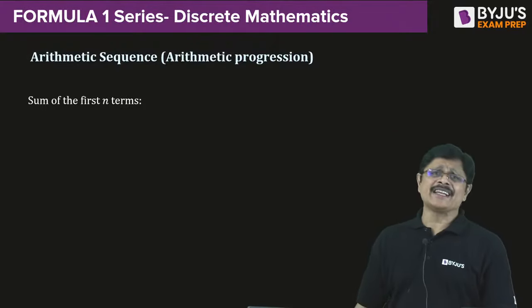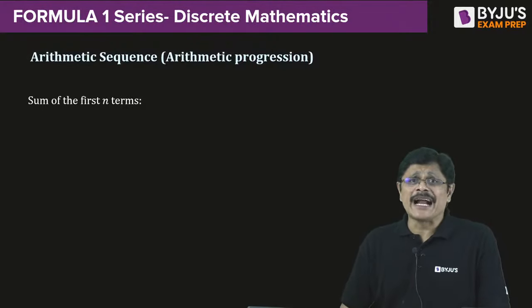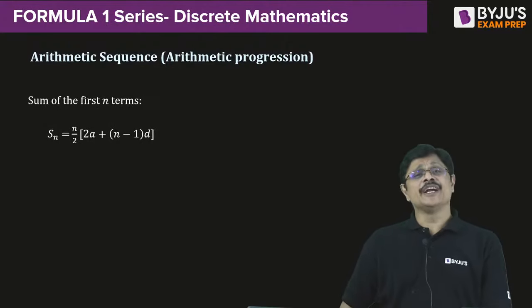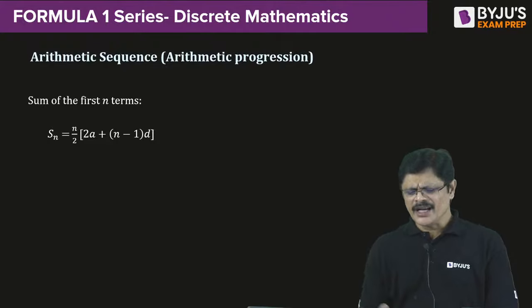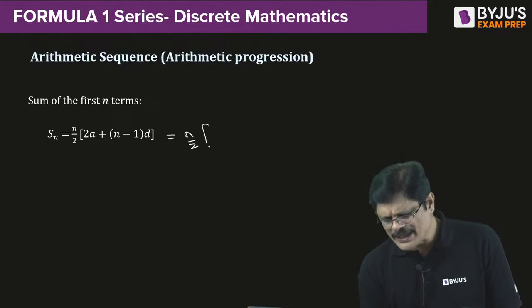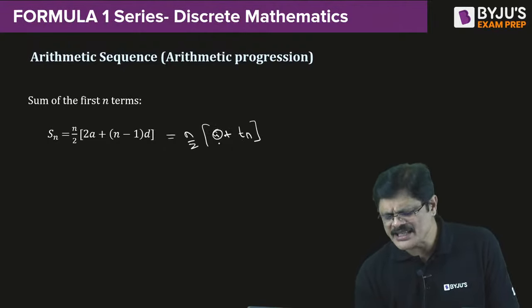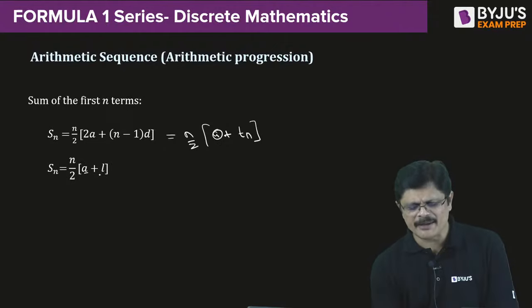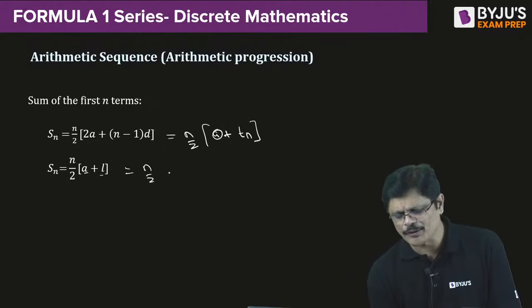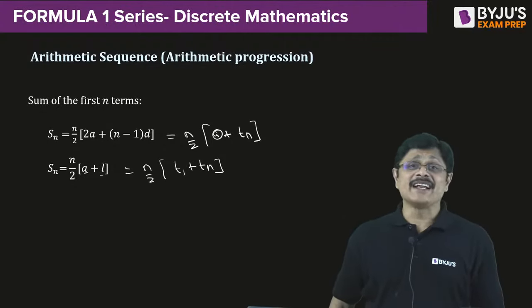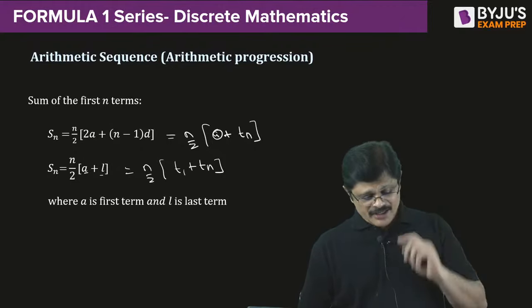Now, sum of first n terms of an arithmetic progression. What is the sum of first n terms, sir? It is n by 2 into 2a plus n minus 1 into d. That can also be written as n by 2 into a plus, this a plus n minus 1 into d is the last term, and a is the first term. So you can also write it as first term and last term. Some people also write it as n by 2 into t1, first term, plus tn, last term. So that is about the sum of first n terms of an arithmetic progression.